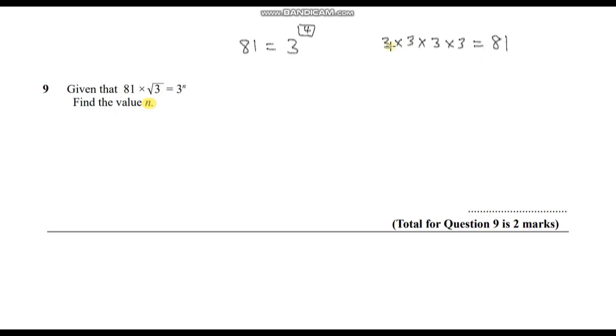And if you didn't know that, 3 times 3 is 9, 9 times 3 is 27, and then 27 times 3 is 81. So we can rewrite 81. I'm going to rewrite 81 as 3 to the power 4.